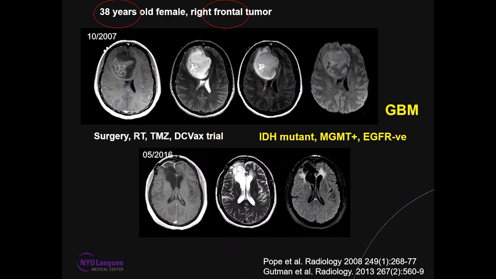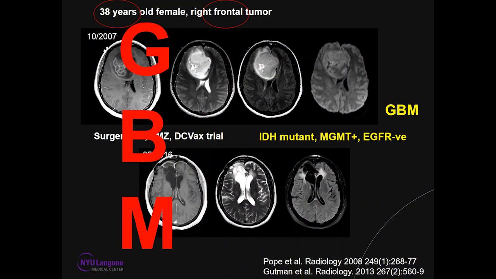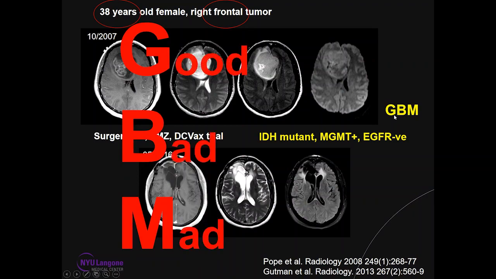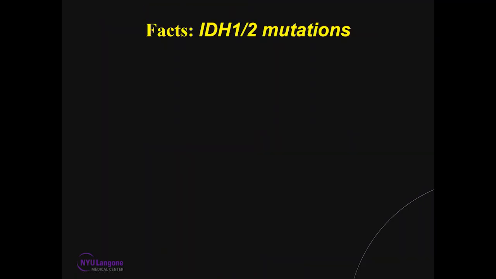There is no recurrence seen, and that's an important aspect to understand. Despite having a diagnosis of a glioblastoma, this is a good glioblastoma to have, and the important thing in this particular patient is that these are your IDH mutated glioblastomas, which are going to do well.